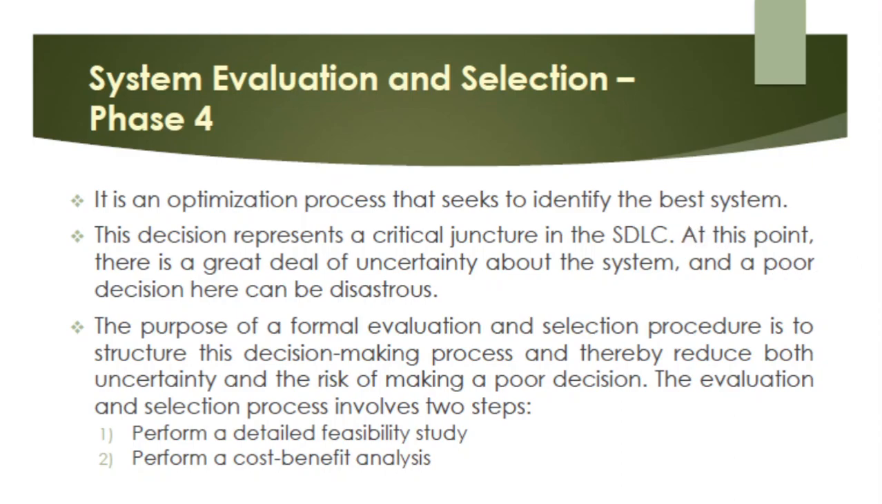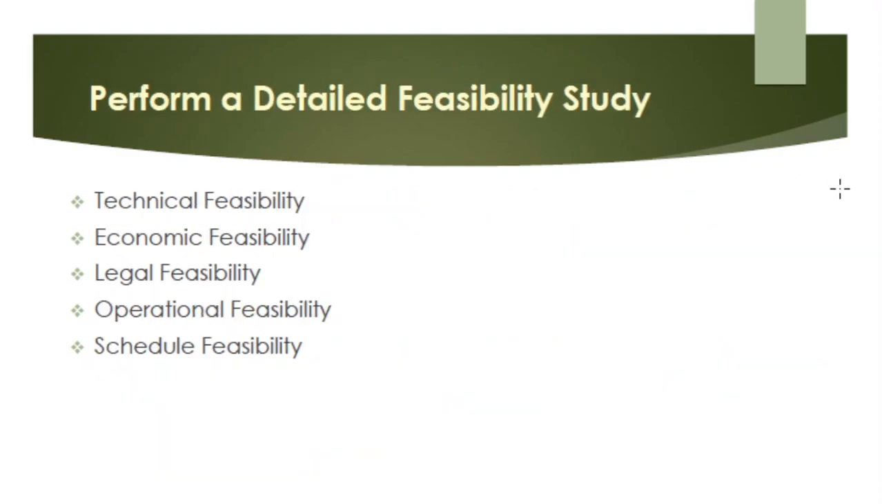At this point, there is a great deal of uncertainty about the system. And a poor decision here can be disastrous. So the purpose of a formal evaluation and selection procedure is to structure this decision-making process and thereby reduce both uncertainty and the risk of making a poor decision. Now, the evaluation and selection process involves two steps. First is perform a detailed feasibility study, and second is perform a cost-benefit analysis.